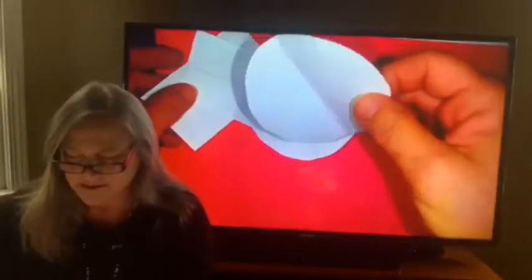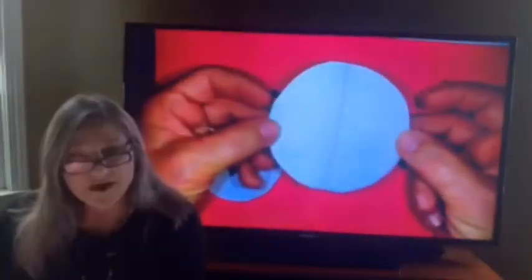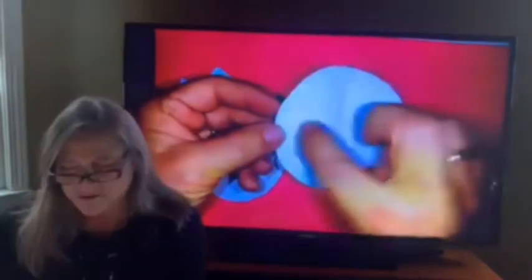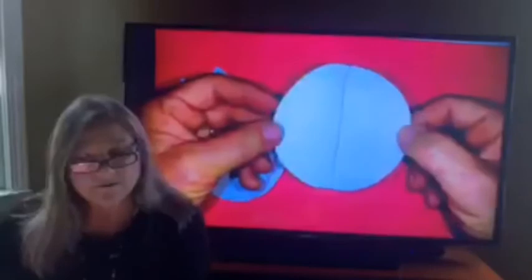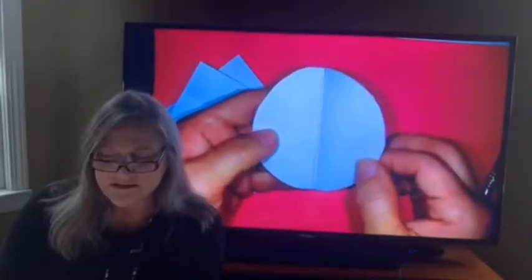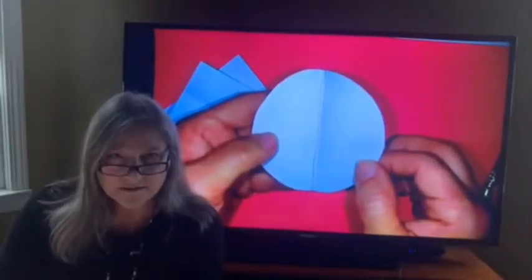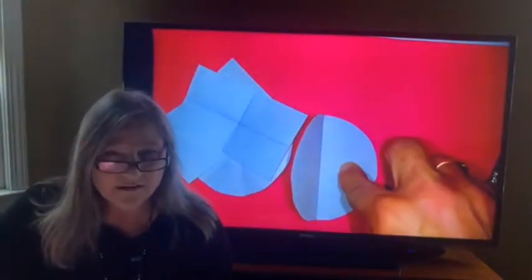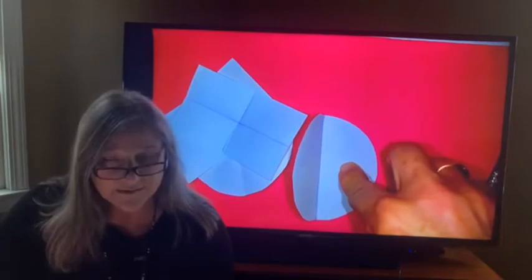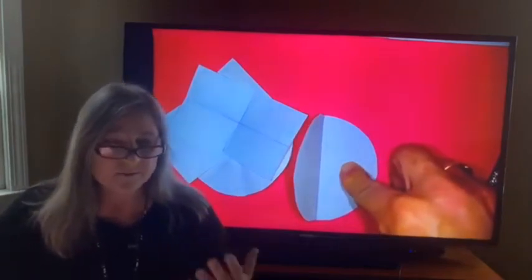So if we wanted to describe this whole circle, we could say that it has 2 equal parts. The number 2 is an important piece. There's a difference between saying this circle has 2 equal parts and saying this part is one of those 2 pieces.